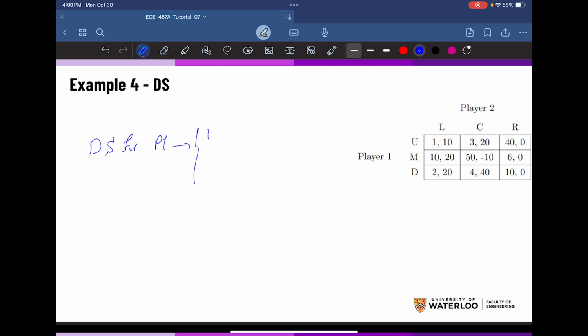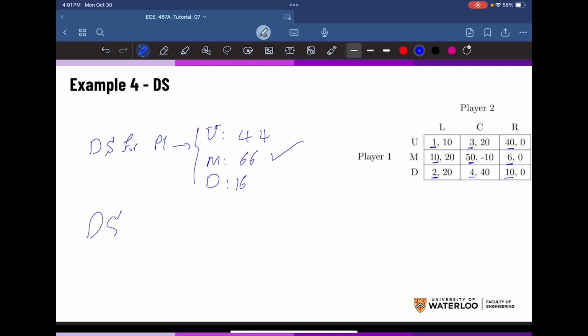They have 3 actions, U, M, and D. So for U, we have 1, 3, and 40. That will be a total of 44. For M, we have 10, 50, and 6. That will be a total of 66. For D, we have 2, 4, and 10. That will be 16. So obviously, M is the dominant strategy for player number 1.